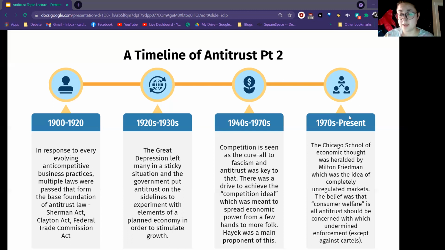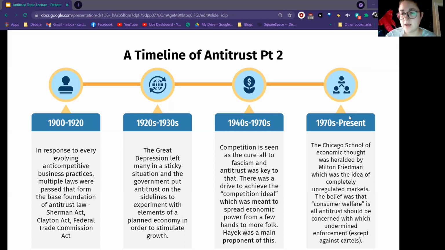Of course, however, that leads us to our last time period, which is the 1970s to the present, known as the terror of the Chicago Boys. And so the Chicago School of Economic Thought rose to prominence with the Reagan administration when it fully kicked into gear. And the Chicago School of Thought was heralded by an economist, Milton Friedman, at the University of Chicago, who believed in the idea of a completely unregulated free market, complete laissez-faire capitalism, that no government regulation should ever exist because that will always undermine competition.